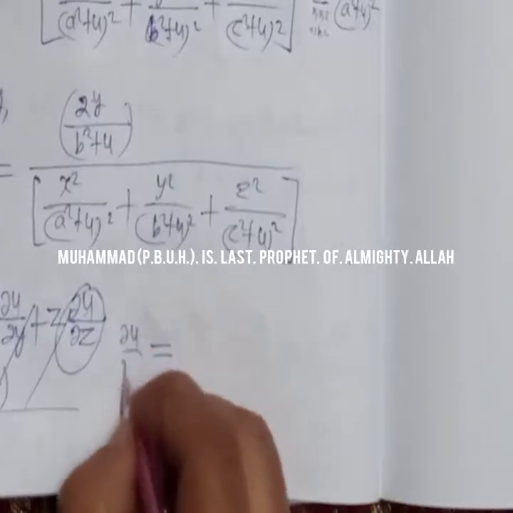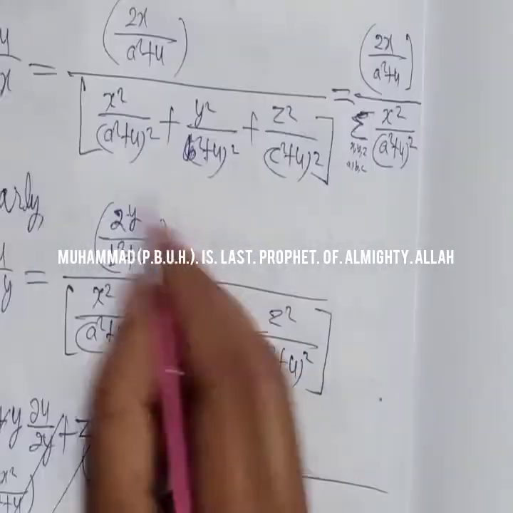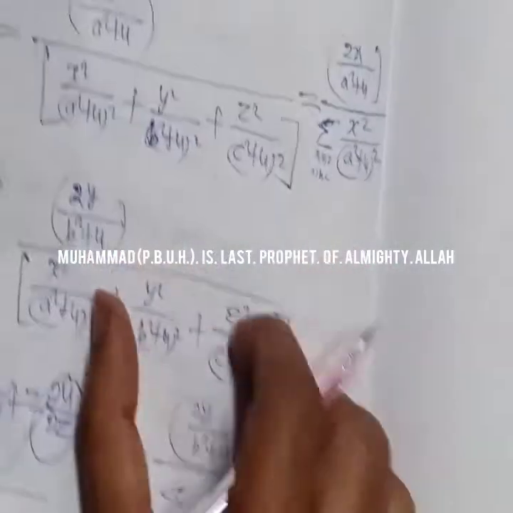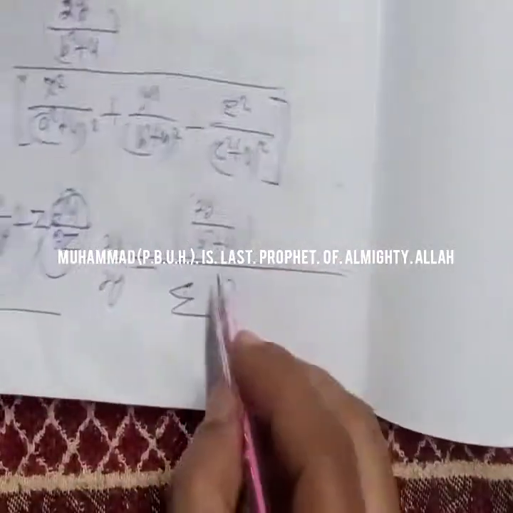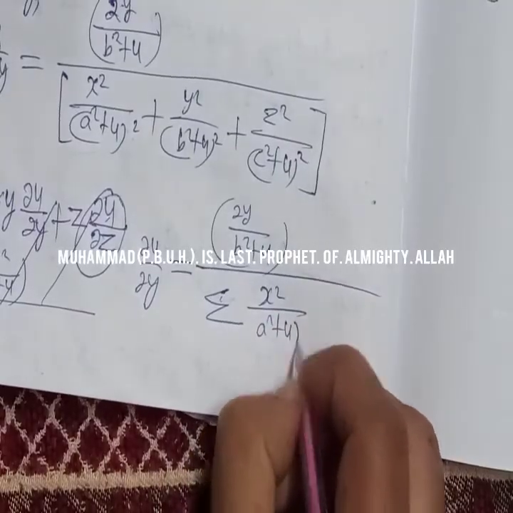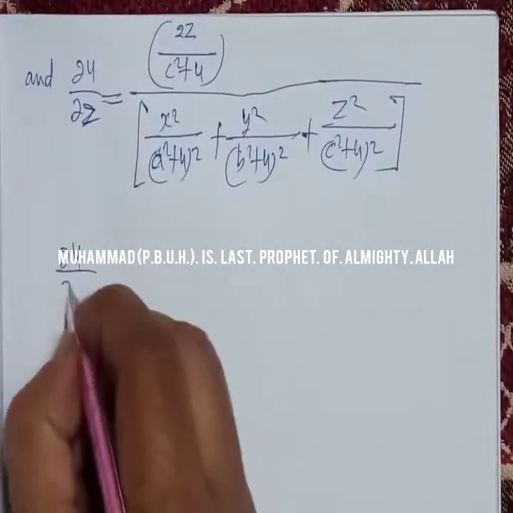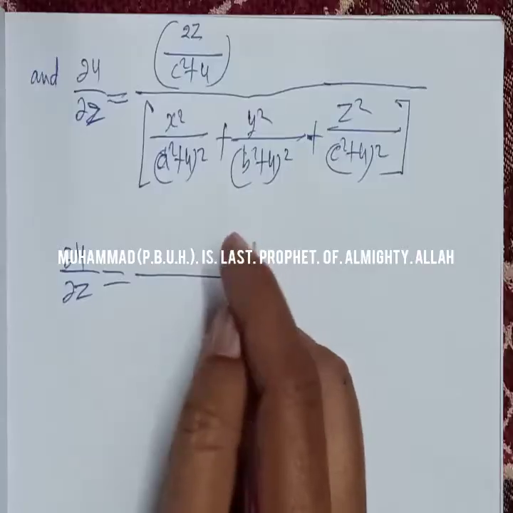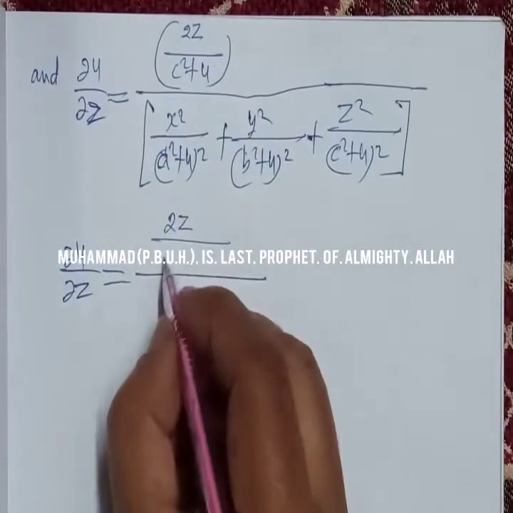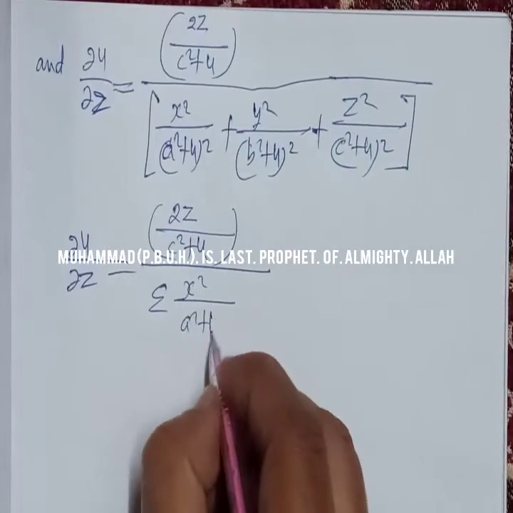So del u over del y is equal to 2y upon b square plus u. It is the numerator, but I write the denominator as it is. Applying these values, the denominator is x square upon a square plus u whole of square. Also in brief notation we can use del u over del z, which will help in our writing. So write in brief c square plus u, and sigma x square upon a square plus u whole of square.